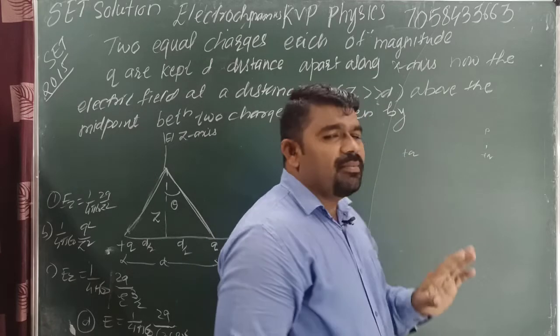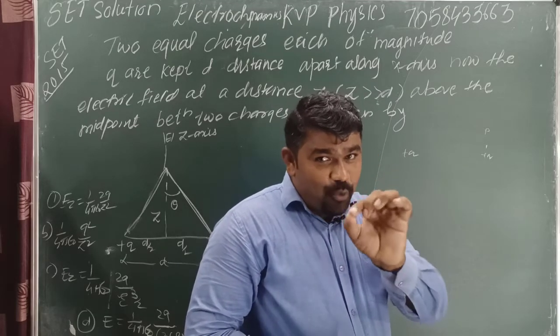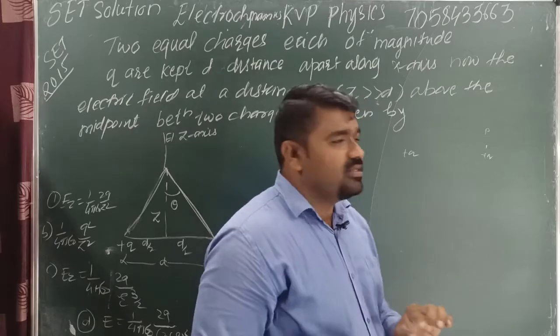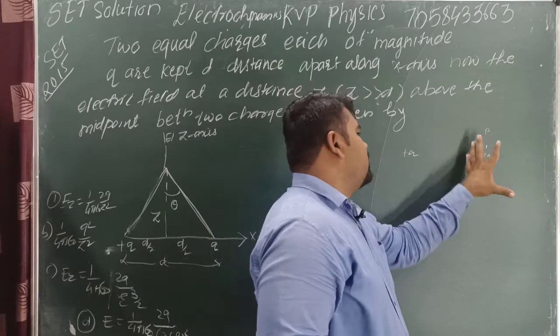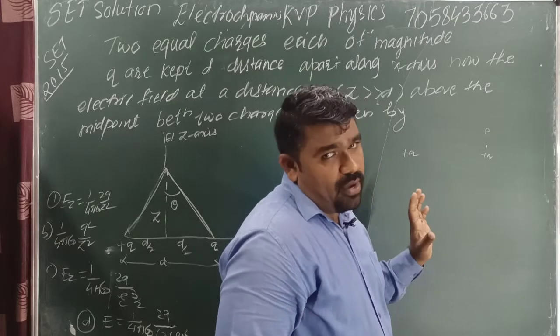Got it? Always memorize where we can find the electric field. Assume that at that point a unit charge is present. Then we can find the electric field: E is equal to KQ upon R squared.